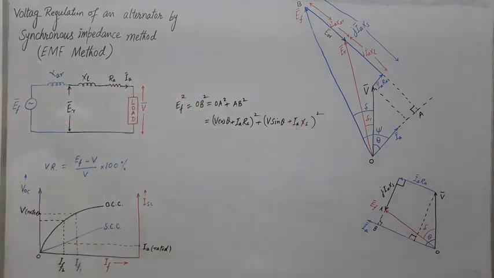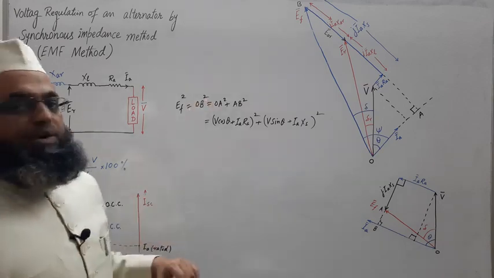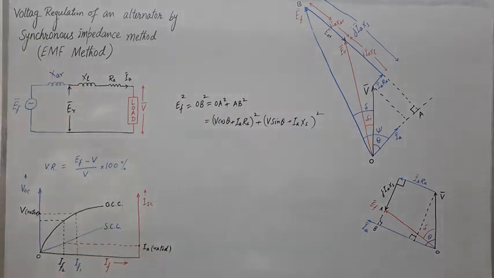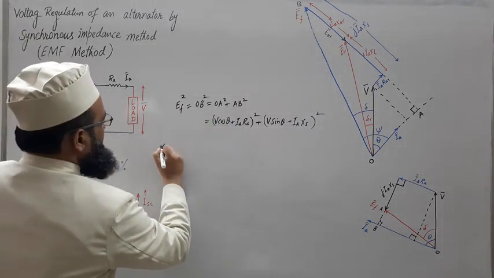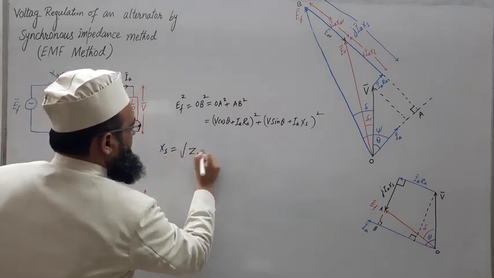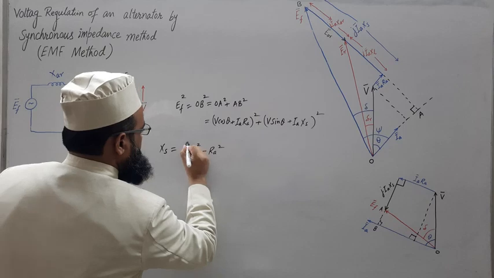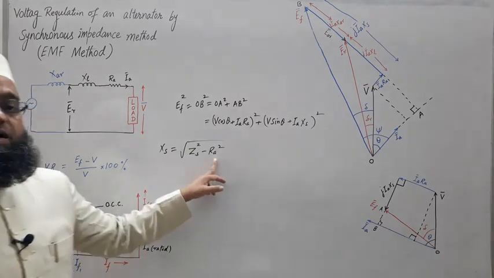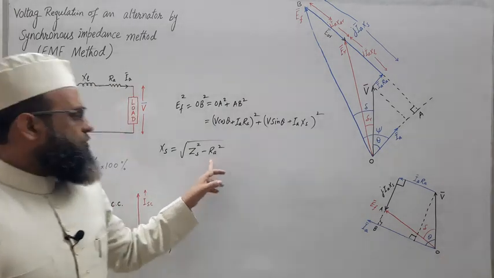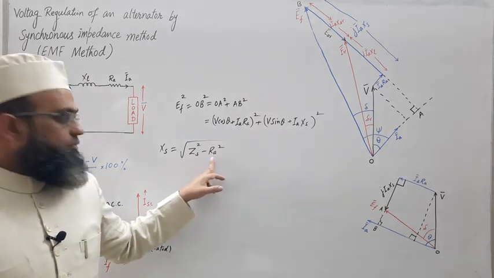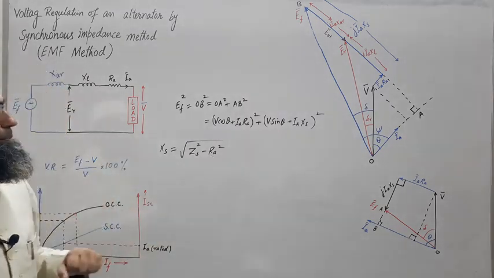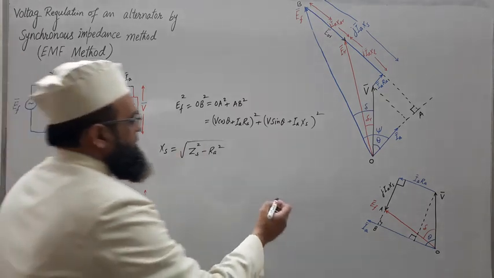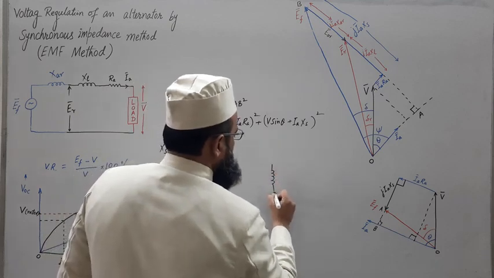So in a problem, all data will be available, but this axis may not be available directly. Indirectly, you need to get the value of the axis by using this formula: under root ZS square minus RA square, where ZS is synchronous impedance and RA is armature resistance. If ignored, put the value 0. If not ignored, then put the value given in the problem. Or in the laboratory, you may get the value of RA by performing a DC test. I am going to explain it briefly.